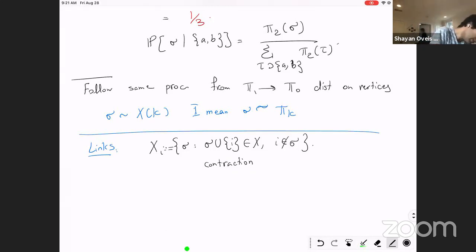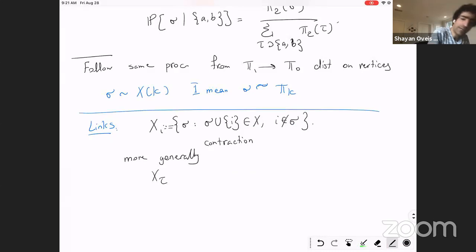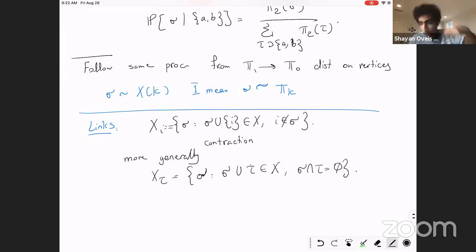Now, more generally, you can define X of tau. If you have a face tau, you can define X of tau, and this would be all sigma such that sigma union tau is a face and sigma intersection tau is empty. Again, if you have a matroid complex, this would correspond to contracting tau in your matroid. Tau here can be more than one vertex. It could be multiple vertices or multiple elements.